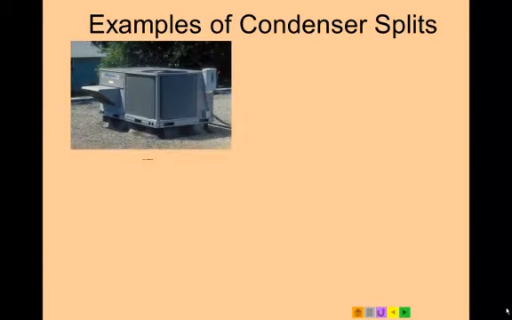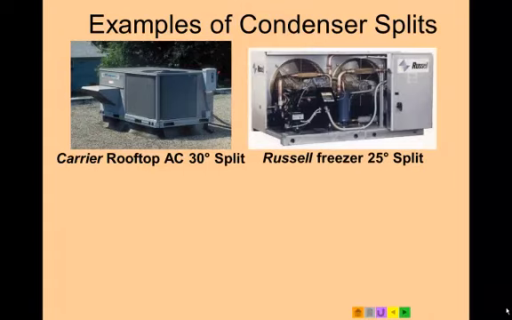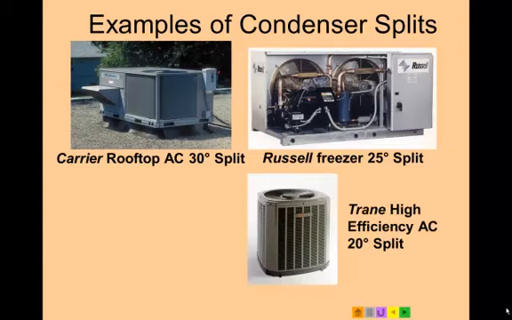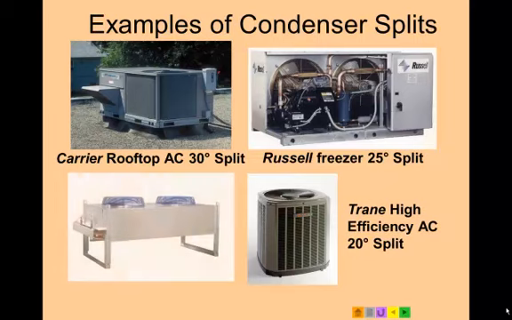Examples of condenser splits. Here we have a rooftop unit, air conditioner, a 30 degree split. Here's a freezer with a 25 degree split. Here's a high efficiency air conditioner, which is looking at a 20 degree split. And a remote, now this would be on the roof or sitting on the ground out back, remote from the evaporator, would be a 10 degree split. So these are kind of rules of thumb that you can go by when you don't know.